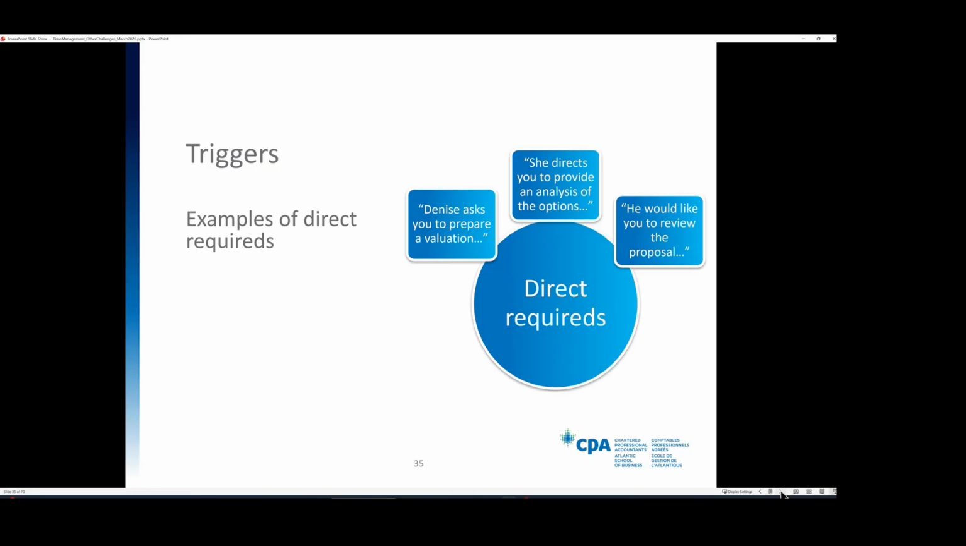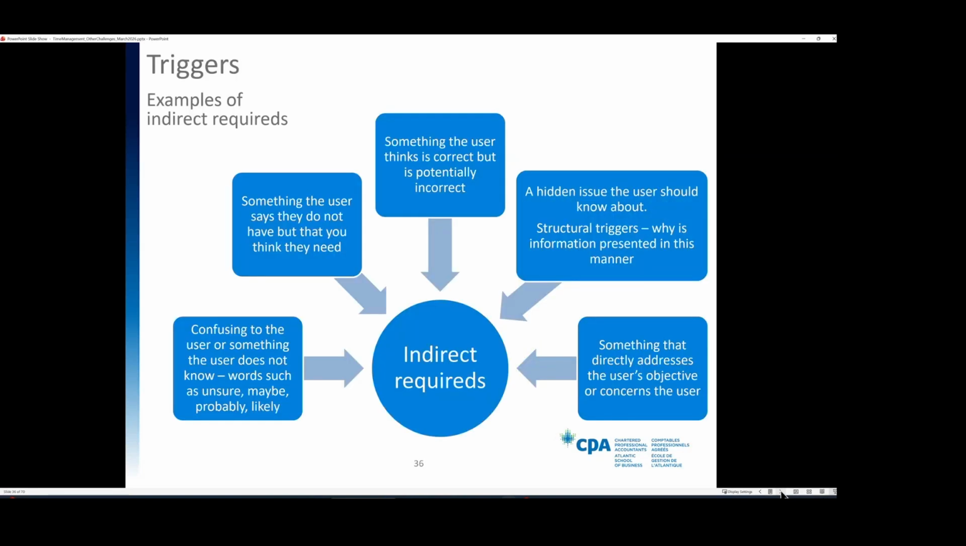What are some examples of direct requirements? These are easy. They want you to prepare an evaluation. They want you to provide an analysis. They want you to review a proposal. Those ones are easy to find. There are what we call the indirect requirements. Here are some common things.